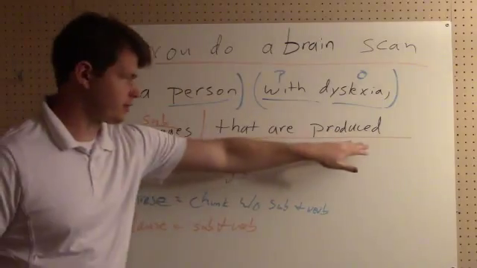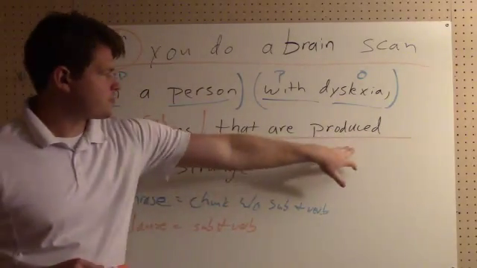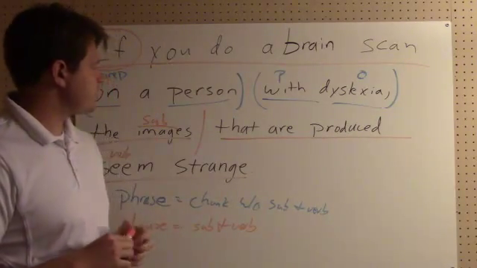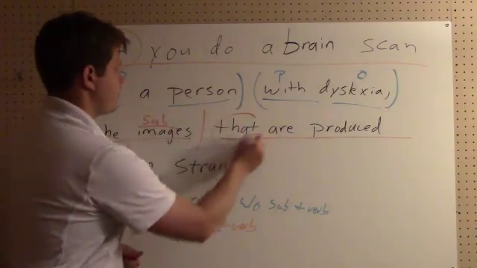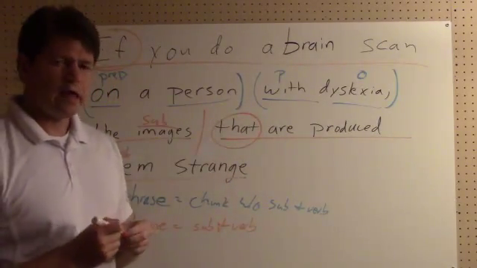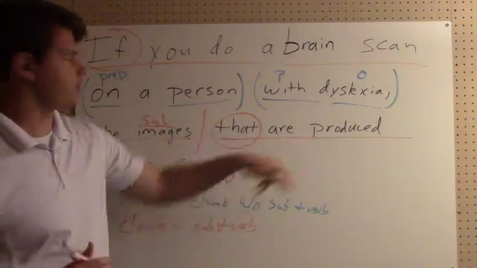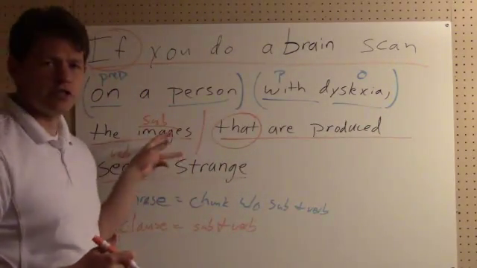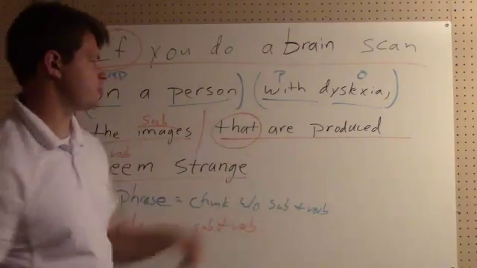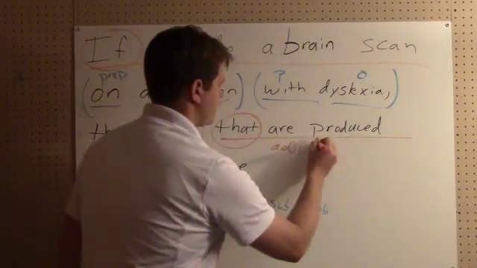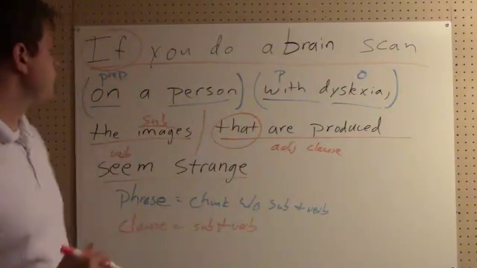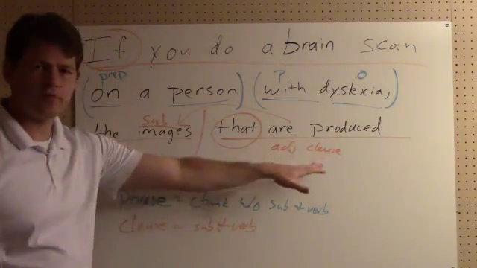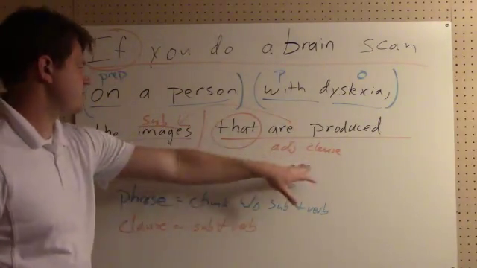Then we've got this other type of dependent clause here, and that is that are produced, okay? This is what we call a relative clause. It's a type of dependent clause, and it's called a relative clause because this word right here, that, is called a relative pronoun. So we call this a relative clause or an adjective clause because what's it doing? This whole clause here is telling us about images, okay? What type of images? Images that are produced. So we can think of this as an adjective clause or relative clause. And this whole piece right here is telling us about images. Okay, so it's one type of dependent clause, and this is an adjective clause describing the images.